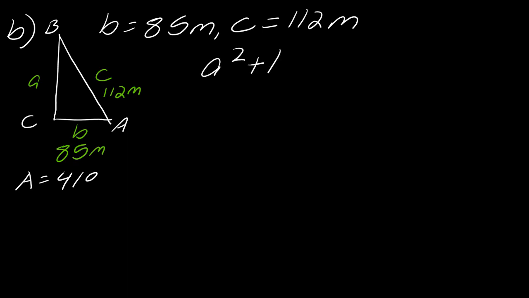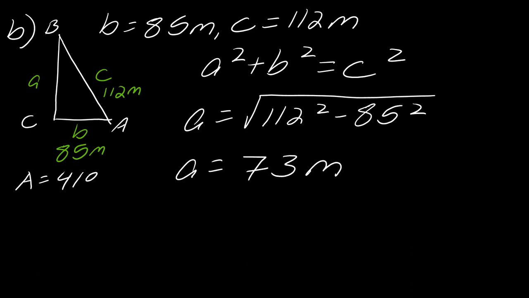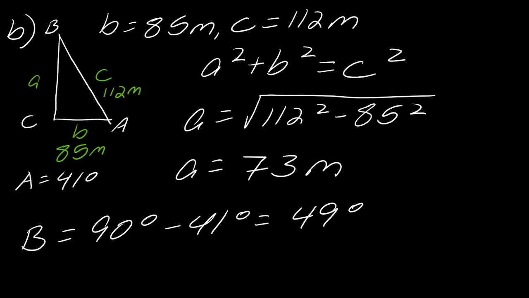So I've got a squared plus b squared equals c squared. So my a is going to be equal to the square root of 112 squared minus 85 squared. So that's going to equal, let's round that up to 73 meters. Again, thinking about our sig figs. And then finally, to get that last angle B, I can just do this subtraction to get 49 degrees. And so then that's it. So now I've solved for all of the sides.